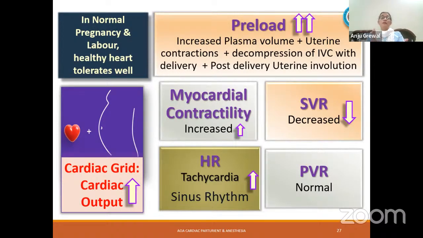To compensate, there is a decrease in the afterload, and therefore there is a decrease in the SVR. The PVR by and large remains normal or might be slightly increased. So this is a grid that happens in the normal pregnant patient.